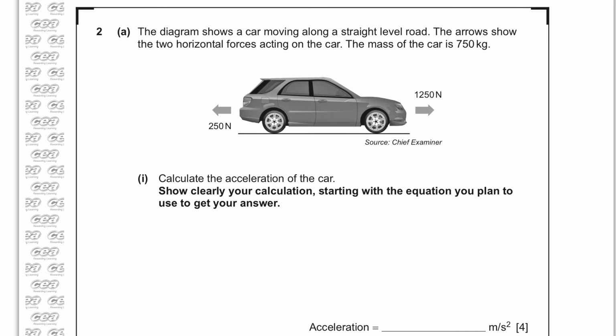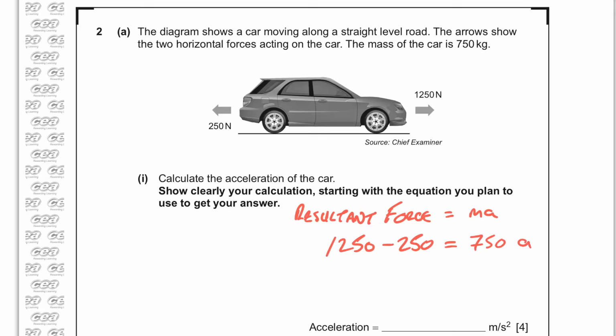So this is Newton's second law. We've got the resultant force equals ma, and the resultant force here is going to be 1250 minus 250, and that's going to be equal to 750 times a. So a is going to be 1000 over 750, which is 1 1/3.